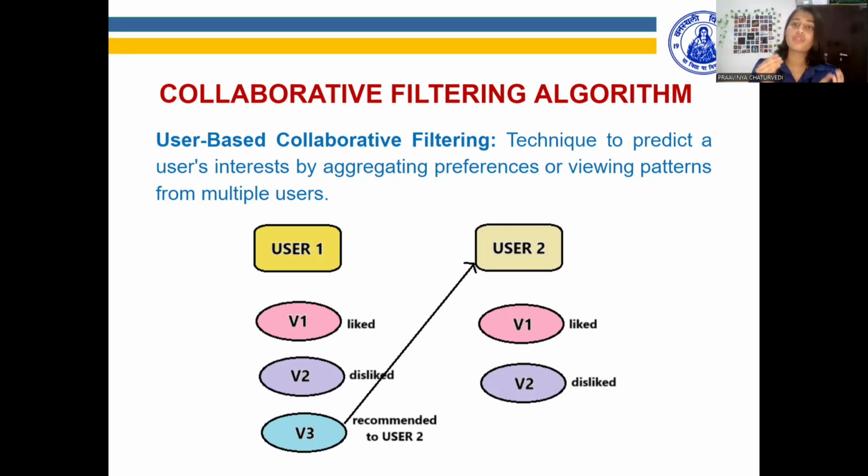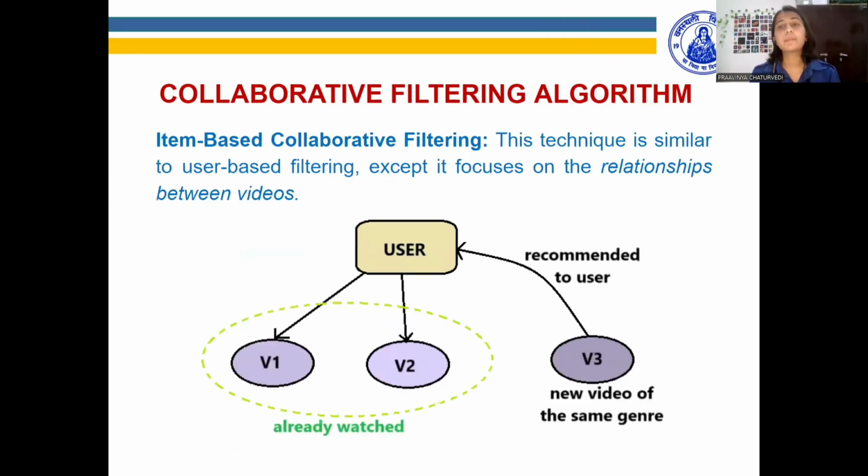And so when user 1 has watched the video 3, it would automatically get recommended to user 2. Next, we have item-based collaborative filtering.